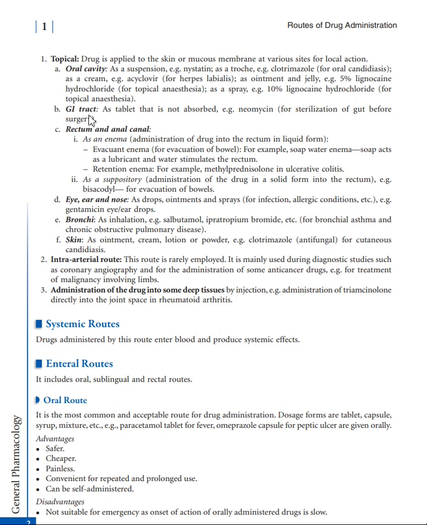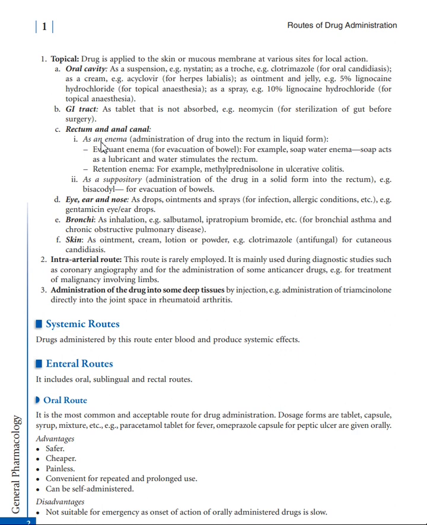Then you have the GI tract, that is the gastrointestinal tract. In that you have a tablet that is not absorbed. Generally tablets are given through the oral cavity, but this tablet is not absorbed by the systemic circulation. So you have an example as neomycin, which is used for sterilization of the gut before a surgery or operation. Then you have rectum and anal canal.